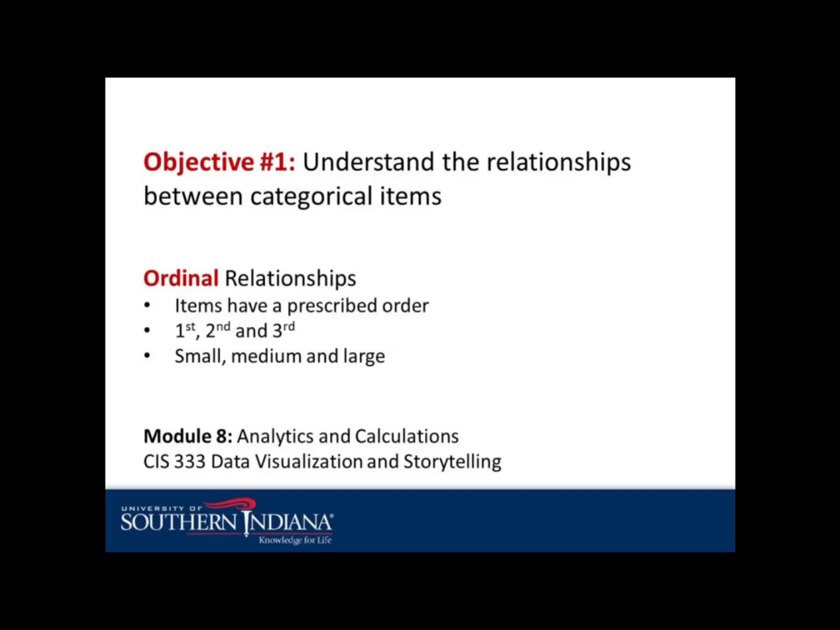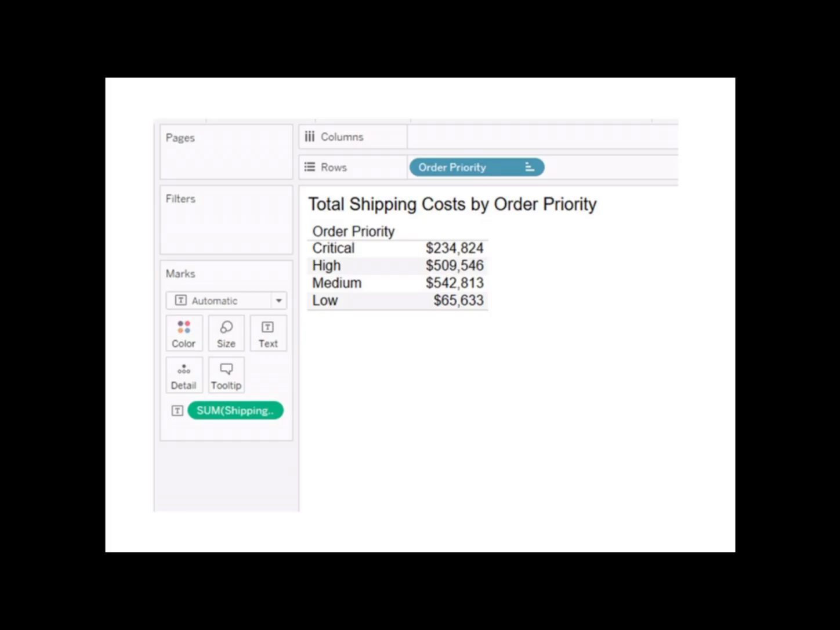The second type of relationship of categorical items is ordinal. So this is when your items have some sort of prescribed order. First, second, or third, small, medium, or large. Here's a Tableau example. We looked at this before, where order priority, you have critical, high, medium, and low. By just reading those items, you know that there's some sort of order to that. But it's hard to measure it. That's how you know it's just an ordinal relationship.